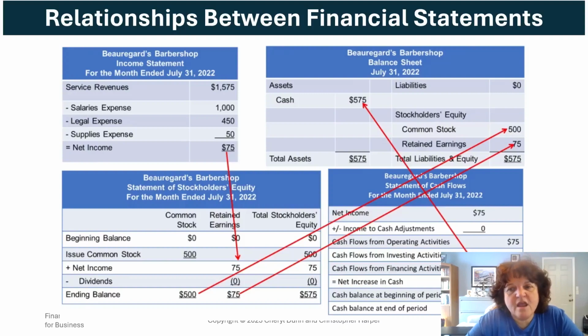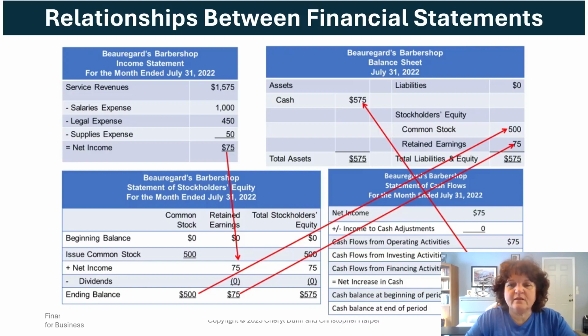for this company. And then we have the statement of cash flows, where you can see that we start with net income and we make any adjustments that are needed to turn the net income from what we call an accrual number into a cash flow number. In this case, their revenues and their expenses were all paid in cash, and so we don't have to worry about accrual accounting for them yet. We'll get into that in a later chapter.